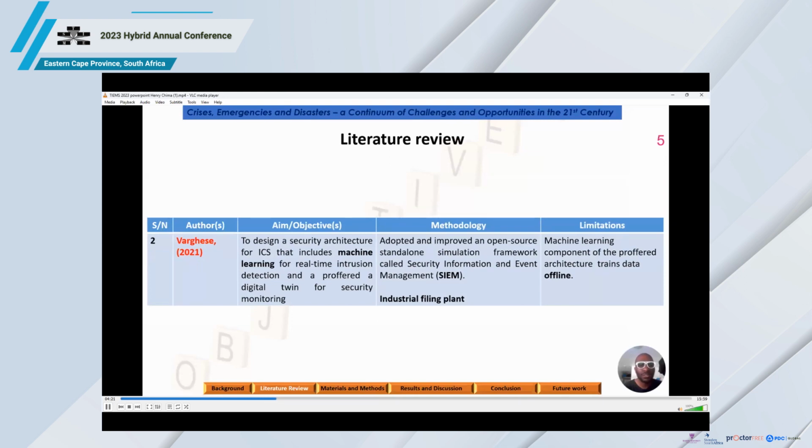Also, the work of Pagese 2021, whose aim was also to design a security architecture for intrusion detection for industrial control systems, with a case study of an industrial filling plant, had a limitation of applying machine learning, though it was applied offline. That means real-time decisions could not actually be taken.